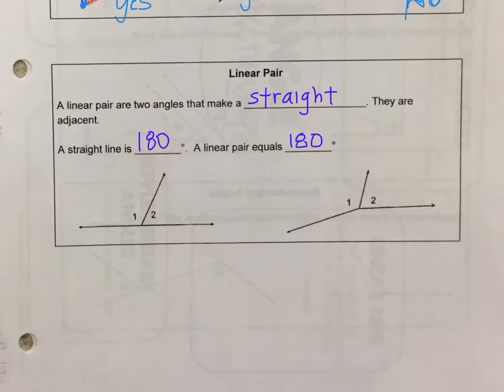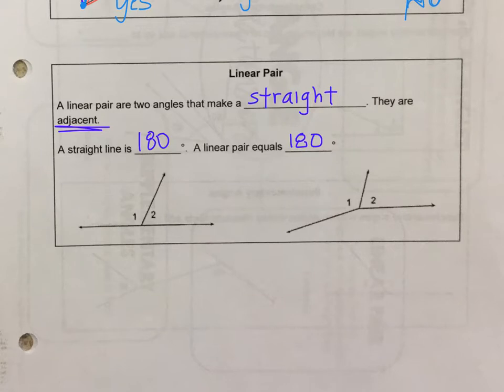The next term is linear pair. A linear pair makes a straight line, and they are adjacent, meaning they share the wall. A straight line is always 180 degrees, so that means that the linear pair equals 180.